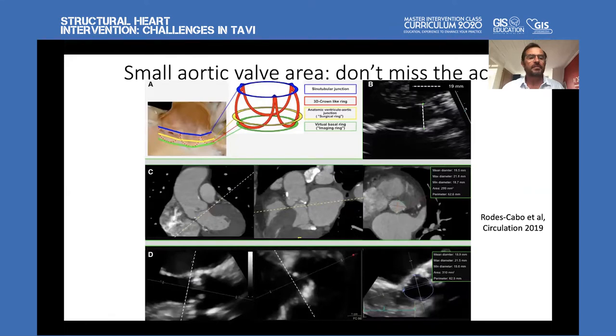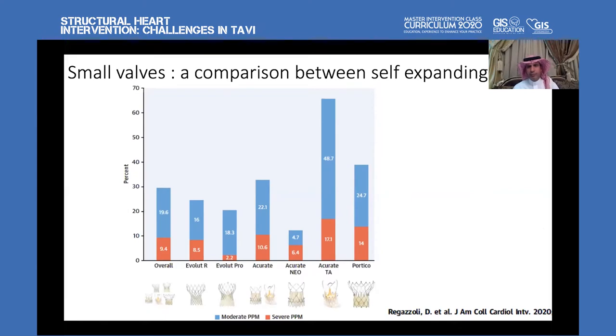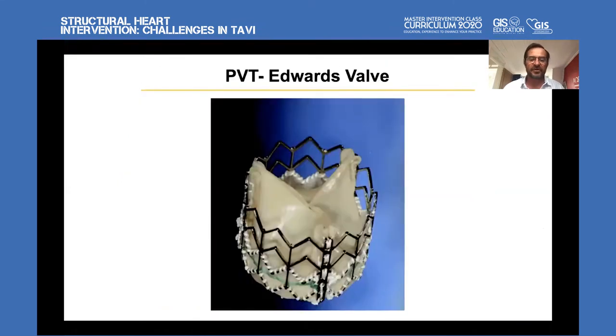Do you hear me? I carry on. In small valves, this study from Regazzoli is studying the quality between self-expanding valves, and you can see easily that the Evolut Pro is really the best valve for small aortic annulus. So very quickly, everybody knows the Sapien, everybody knows the CoreValve. I have no time for showing the others.